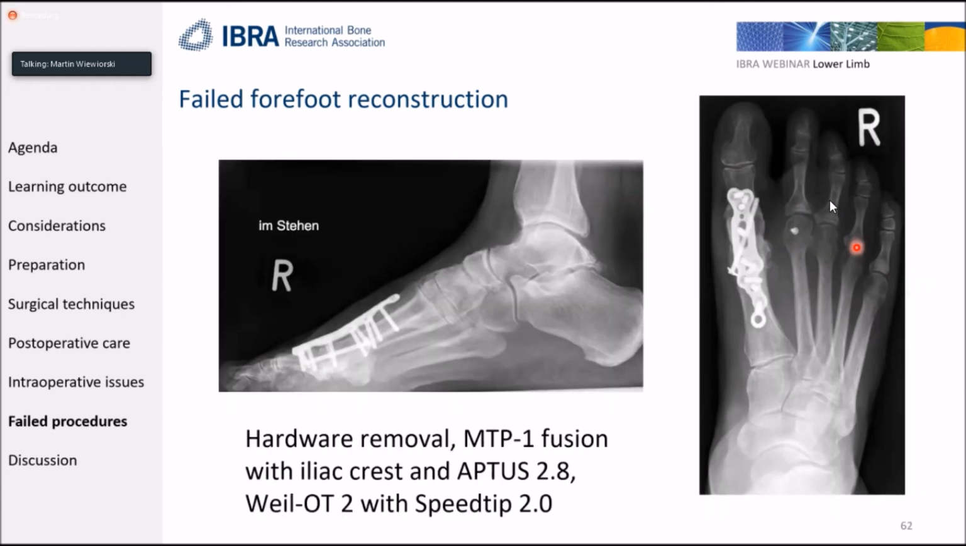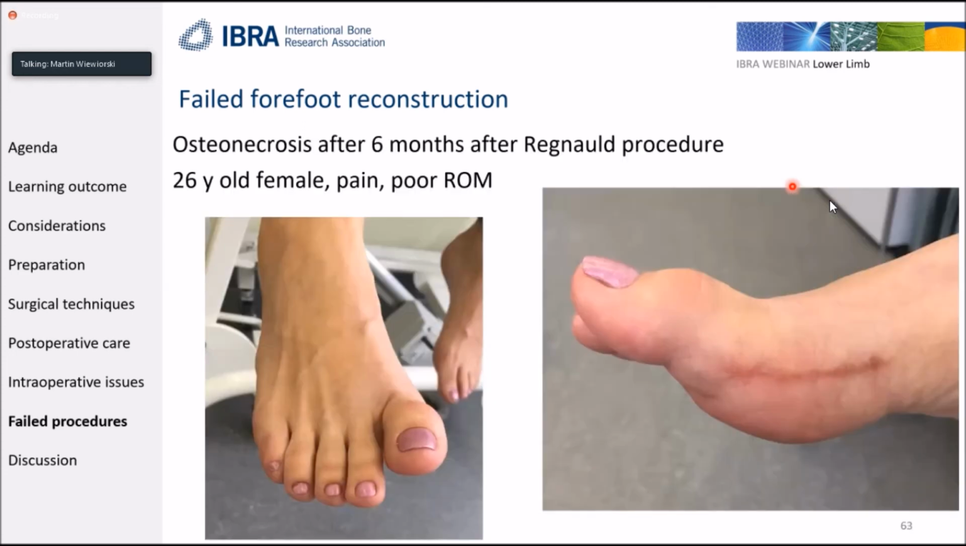So this is how Christian revised it. He removed the hardware and did an MTP1 fusion, and he didn't want to sacrifice any length of the big toe, so he put an iliac crest interposition graft here. I think this is already a healed situation, but here there was basically an iliac crest piece, and it fused after a few months. I think it's a nice way to revise this kind of patient.